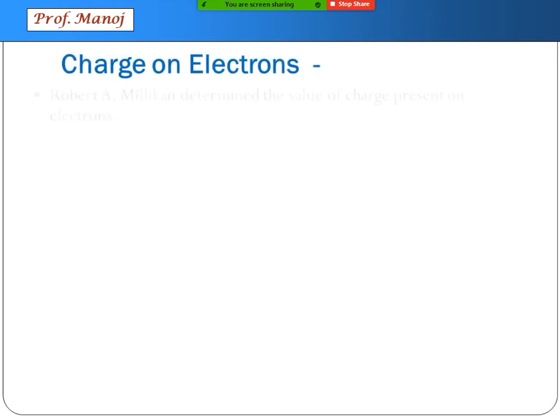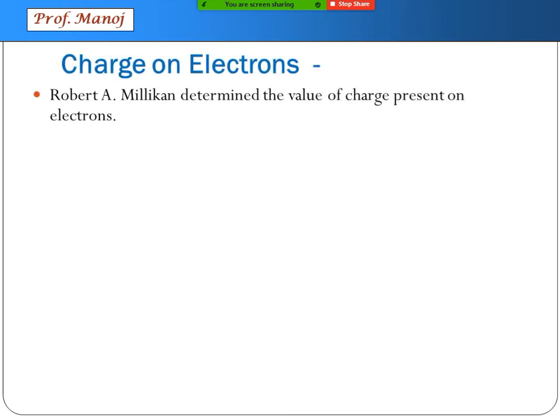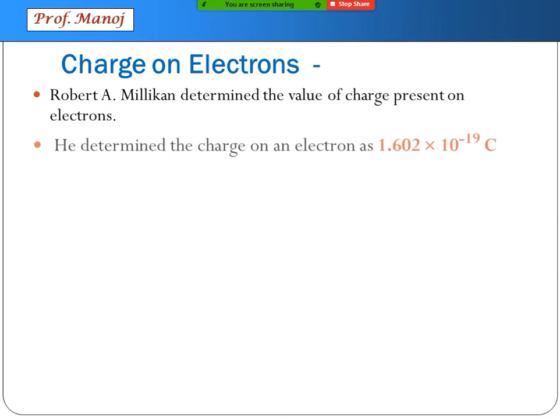The charge on the electron was found out separately by another person called Robert Millikan. He did another experiment by which the charge on the electron was discovered. The charge on an electron is 1.602 into 10 raised to minus 19 coulomb.